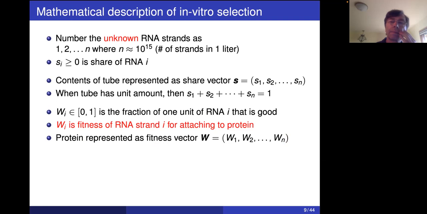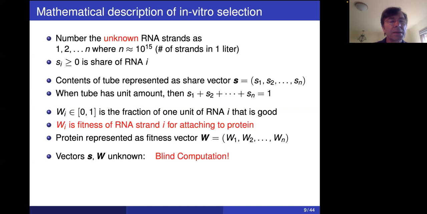Okay, good. And now the combined thing are these two vectors, a share vector and an attachment vector, W, a fitness vector. And we're going to do blind computation. In other words, we don't know the ordering and the naming scheme at all. We just abstractly said, name them in some order, and then the attachment vector in the same order. And those are our vectors. And now we argue with it mathematically.